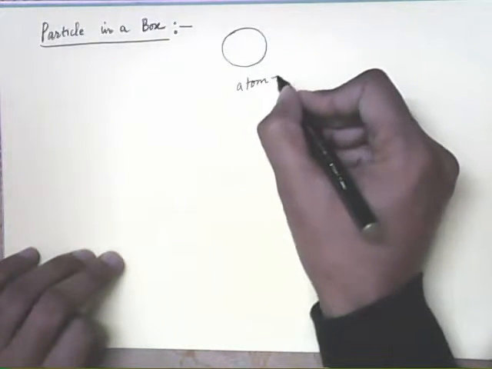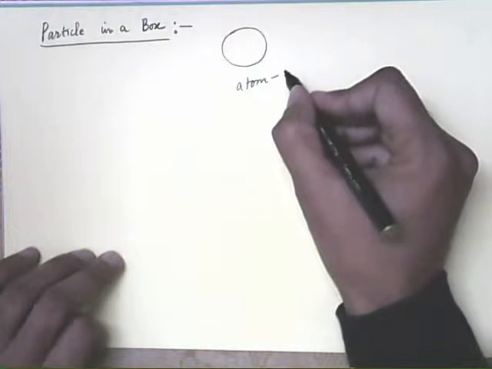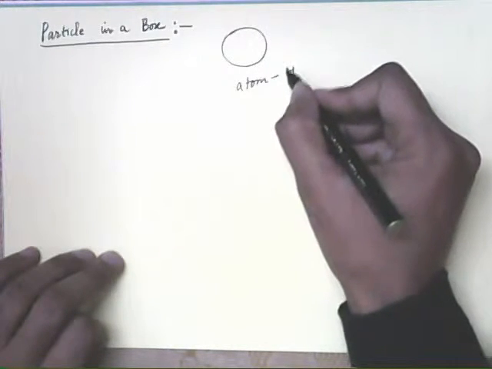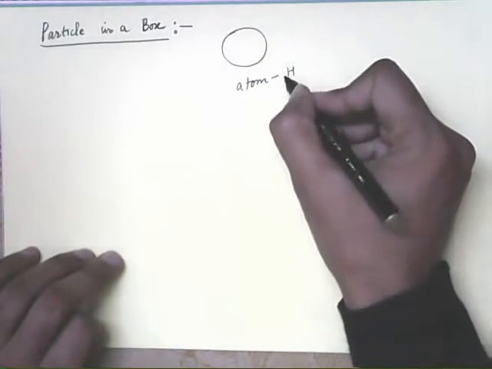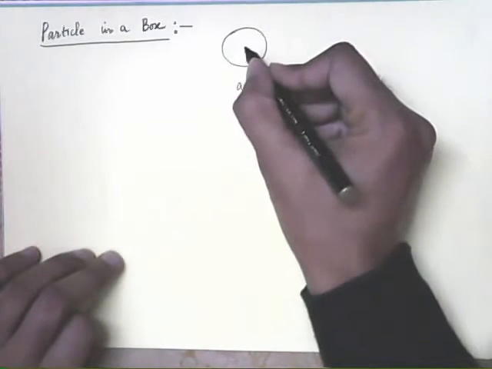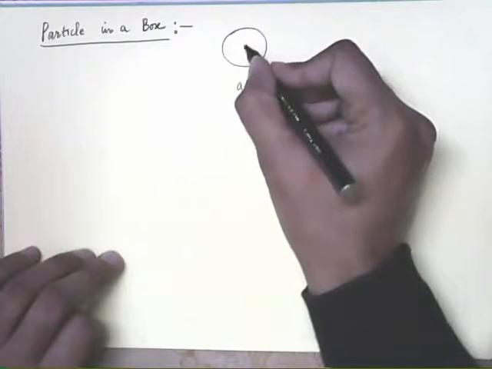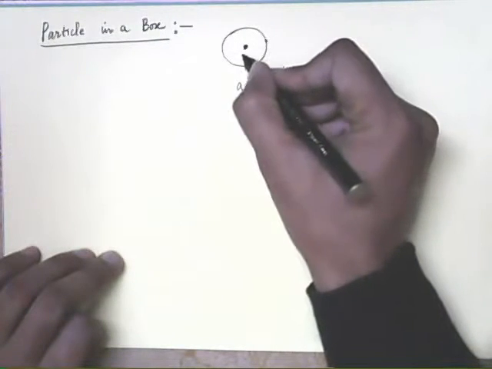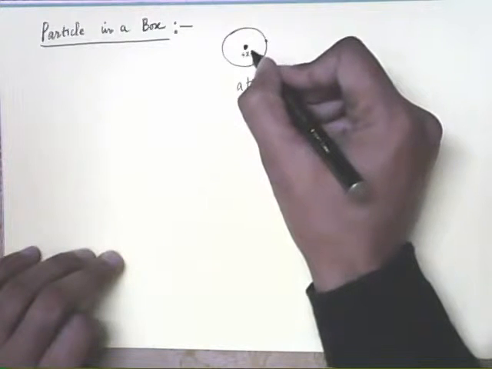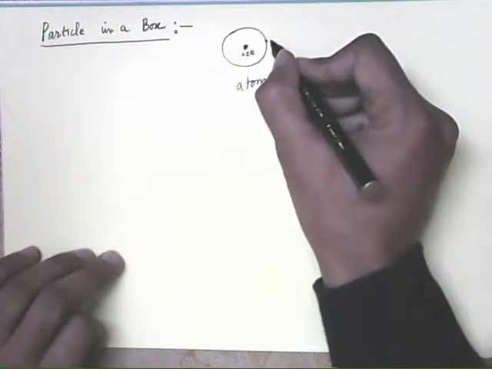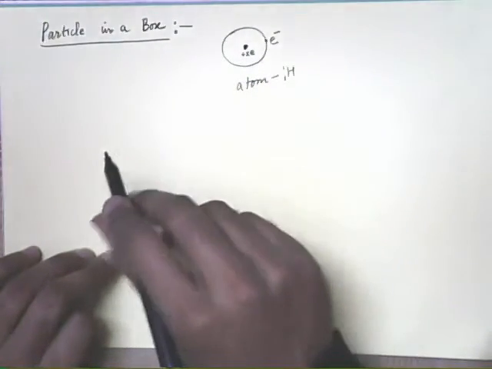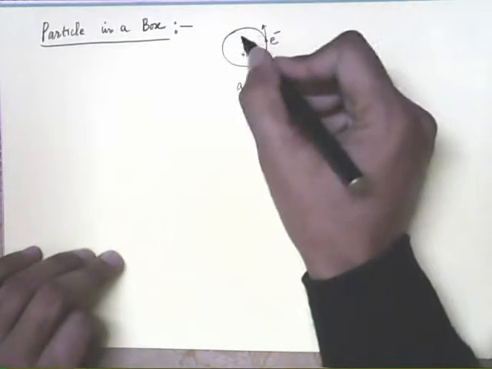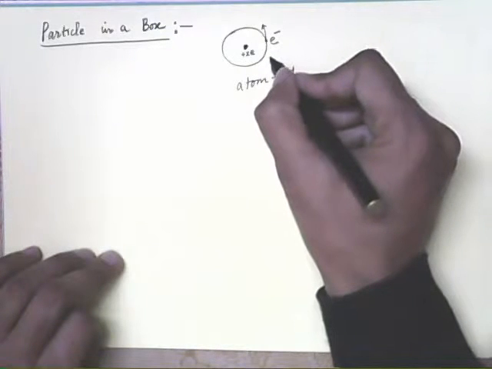This is a simple case, and I am considering here the hydrogen atom, 1H1. This is the nucleus, one proton, with charge plus Ze, and this one is the electron. The electron is revolving around the nucleus in the 1s orbit.